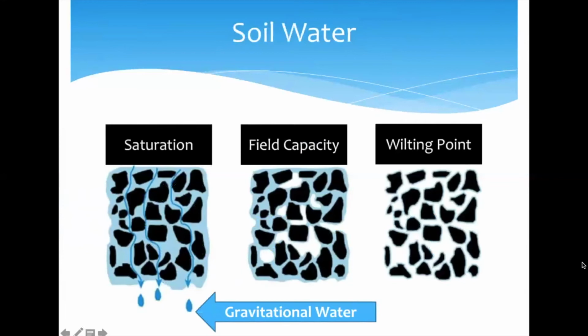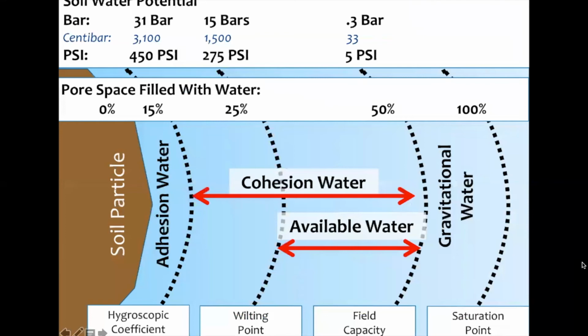Okay, so here we have adhesion, where adhesion water is located first, right by the soil particle. And with this, the wilting point follows it, with the pore space filled with water at 25%. And then we have field capacity, which is 25%. And then following that, we have the saturation point, which is 100% with the pore space filled with water.